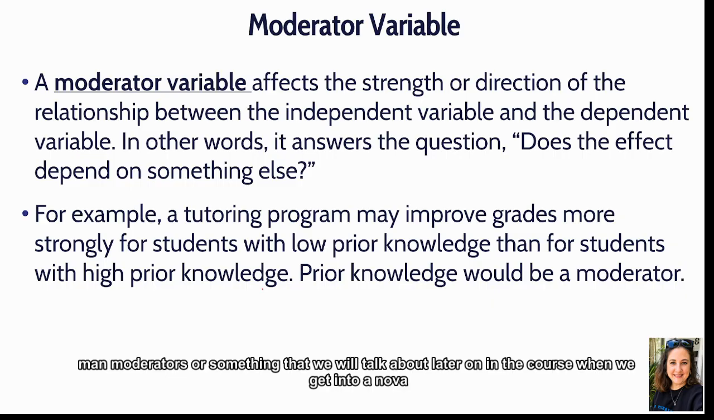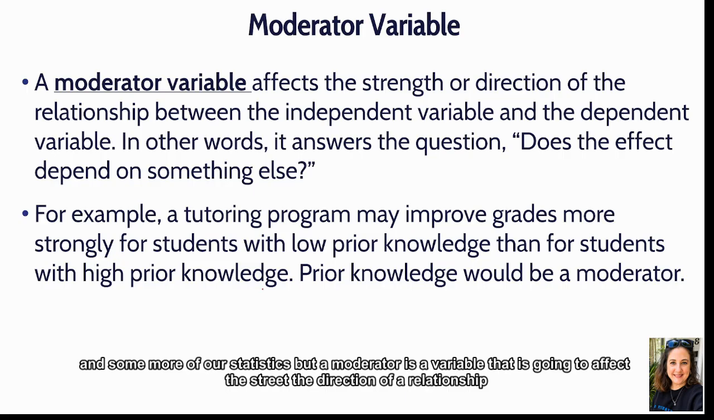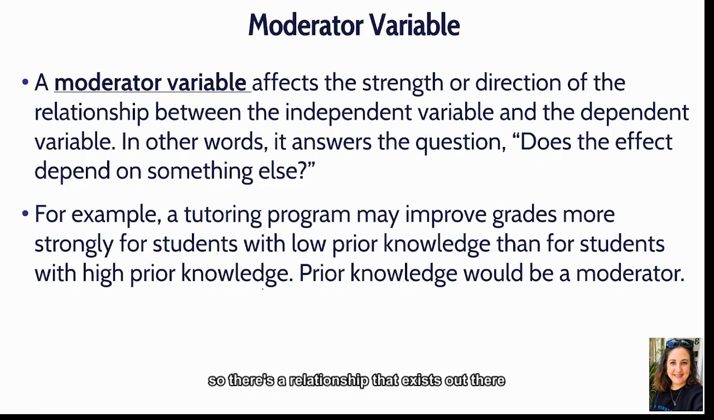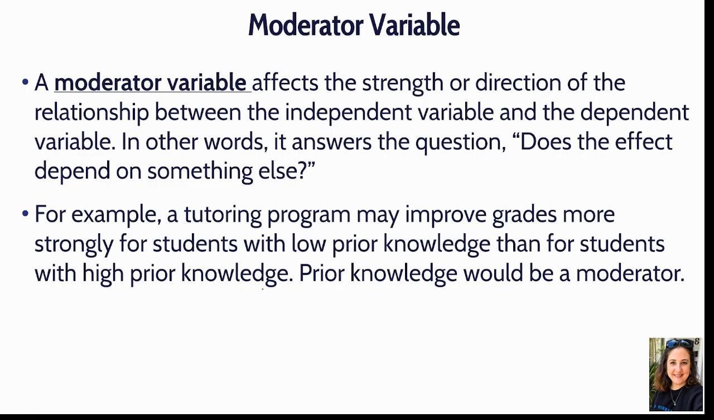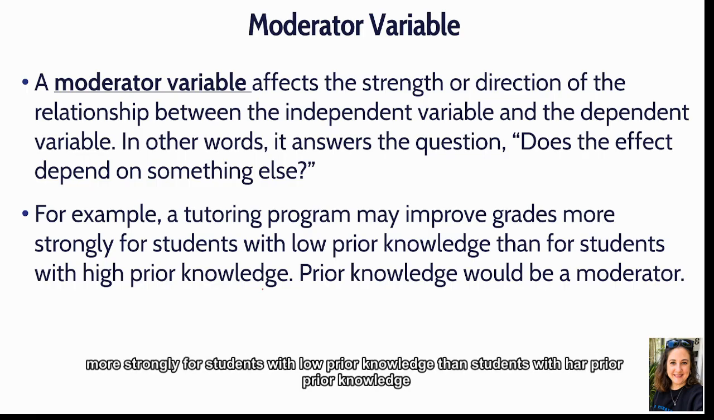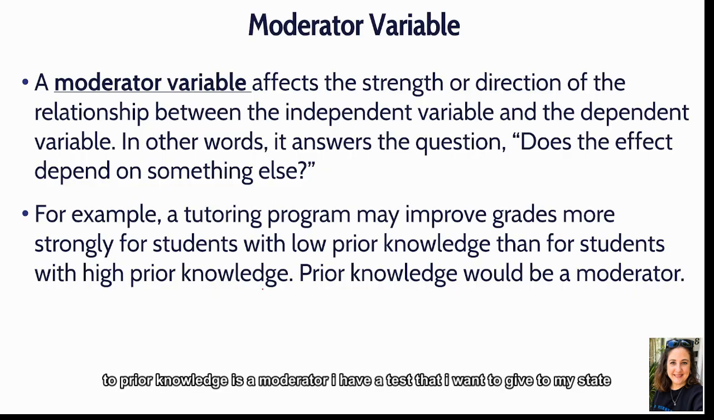Then moderators are something that we will talk about later on in the course when we get into ANOVA and some more of our statistics, but a moderator is a variable that is going to affect the strength or direction of a relationship. So there's a relationship that exists out there, but a moderator comes along and it pushes that relationship stronger, or it may decrease it just depending on what you're talking about. So there's an example here that says a tutoring program may improve grades more strongly for students with low prior knowledge than students with higher prior knowledge. So prior knowledge is a moderator.